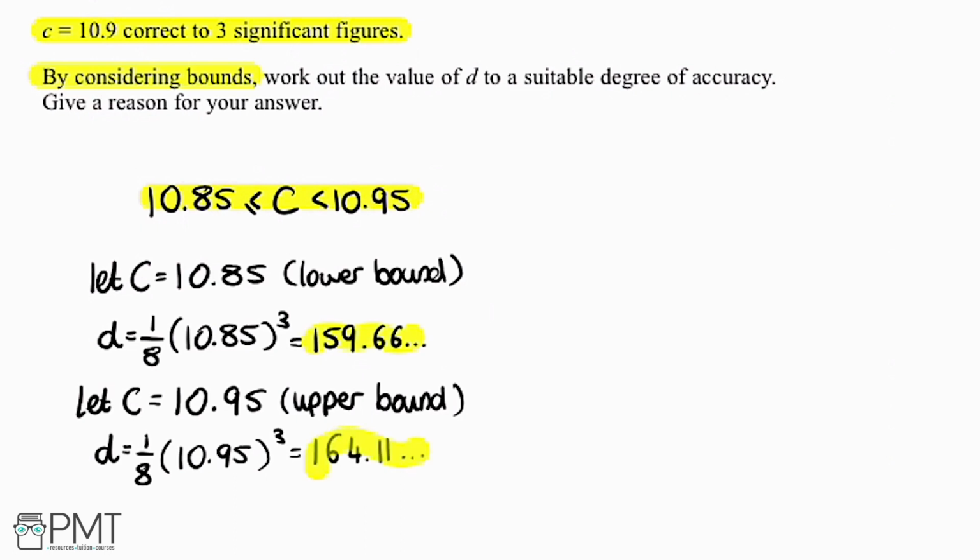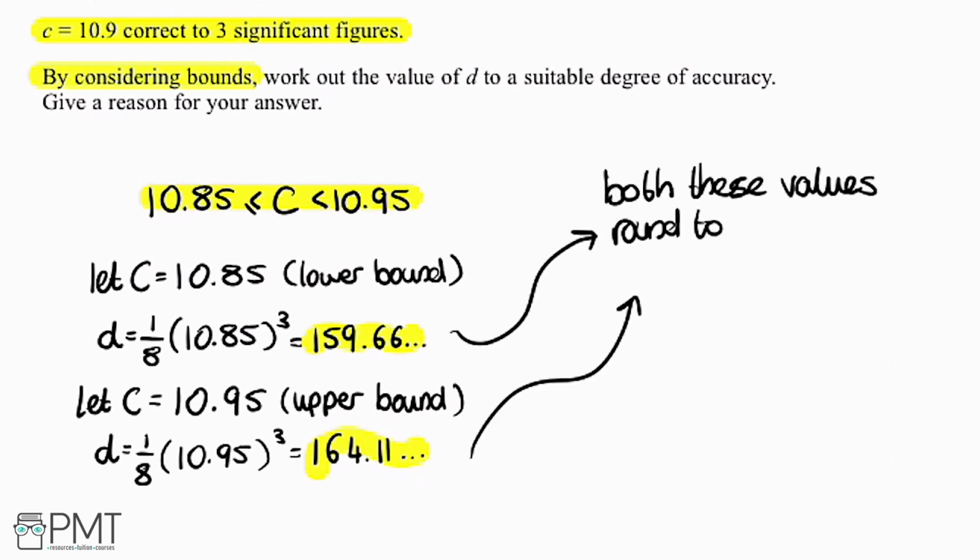So these are our two values for d. When you think about what value both of these round to if we round them to 3 significant figures, we would get 160 in both cases. So therefore, we say that d is approximately 160.